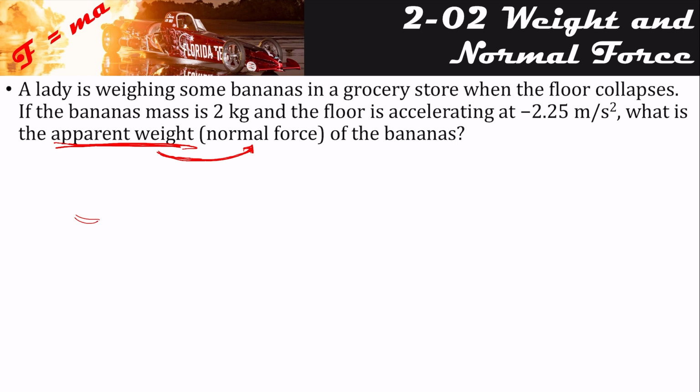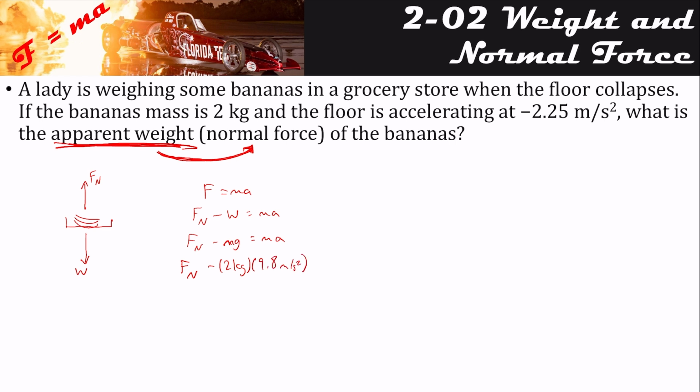Well, we have our bananas. We've got the weight pulling our bananas down. And we have the normal force because they're sitting in a little scale, just pushing them back up. So if I go F equals ma, I have the normal force up and the weight down. And of course our weight could be mg. I'm looking for the normal force. The mass of the bananas is 2 kilograms and g is 9.8.